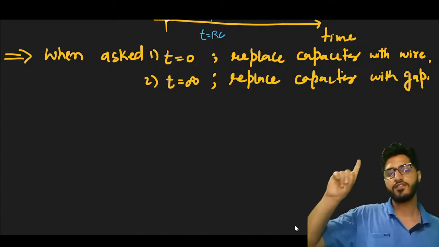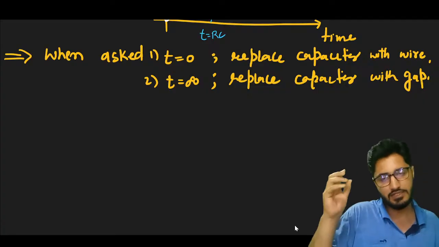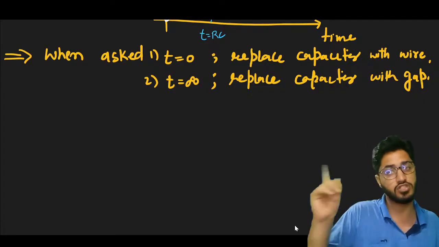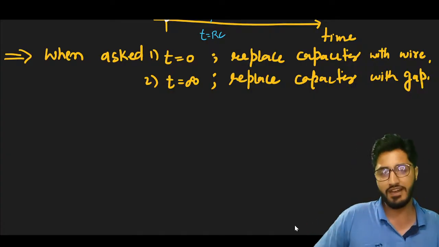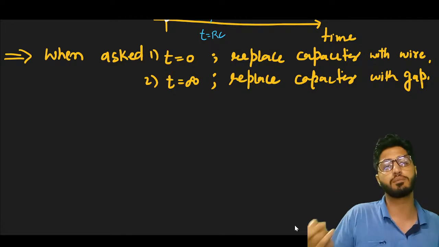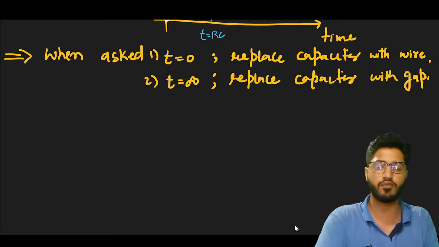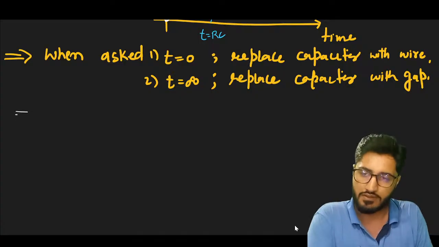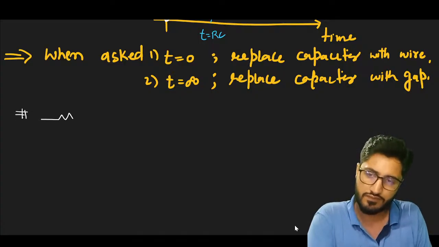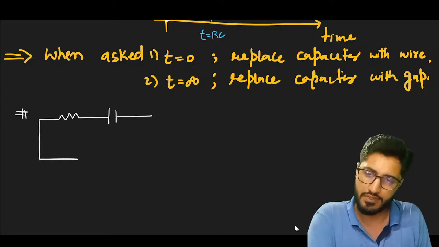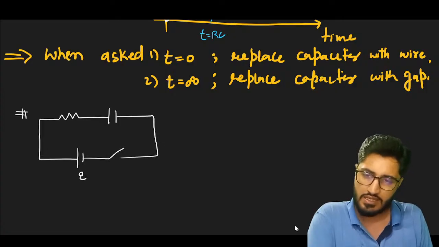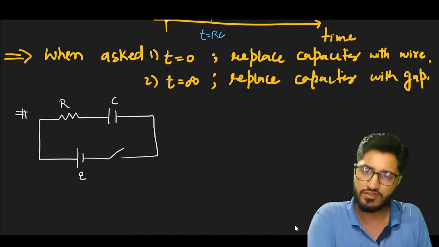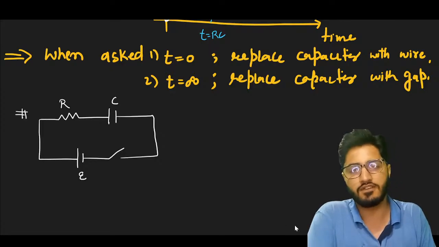What, sir? If in a numerical it is asked that the switch is just closed, that means T is 0. So you need to replace the whole capacitor with a conducting wire. Second part, when T tends to infinite, you need to replace capacitor with gap. So what is the meaning of it? Let's suppose we have a numerical. Numerical looks like this. Look now. This is my numerical, a simple numerical. E, R, C.